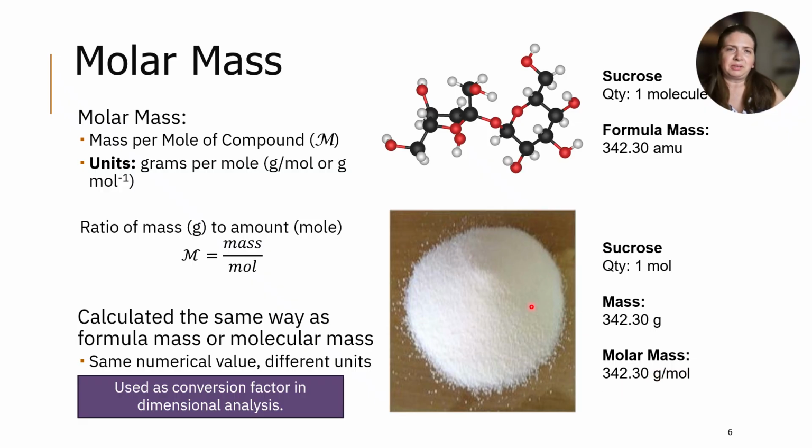So the molar mass of sucrose is 342.30 grams per mole. Because the units of molar mass have a division symbol in the unit, this quantity is used as a conversion factor in dimensional analysis.